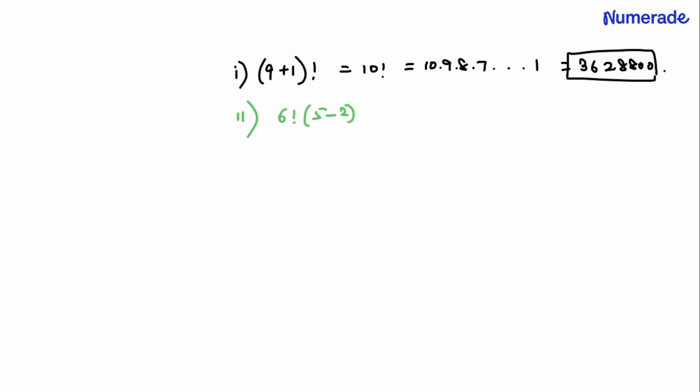And in the next part, we have to get the value of the expression 6 factorial times (5 - 2) factorial. So this will be equal to 6 factorial times 3 factorial. And we see that 6 factorial is the product of the natural numbers from 1 to 6, and 3 factorial is 3 times 2 times 1. And when we simplify, we will get 4000.